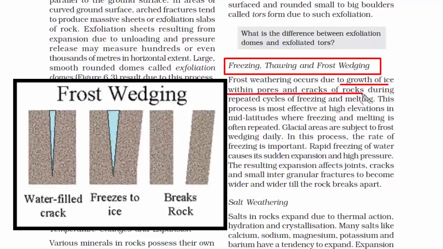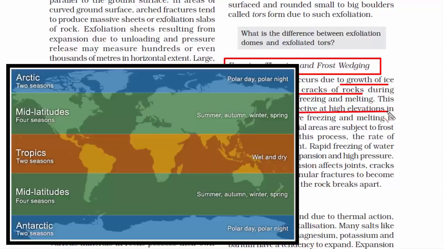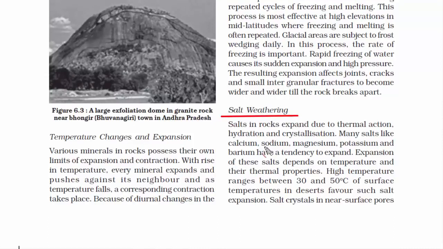Frost wedging is a type of mechanical weathering caused by frost and ice. Water expands when it freezes, and repeated cycles of freezing and melting slowly weaken the structural integrity of porous and cracked rocks. This process is most effective at high elevations in mid-latitudes, where freezing and melting is often repeated. We have also read that as we move away from the equator, the temperature falls. So mid-latitude areas are ideal, because here freezing as well as melting both occur, compared to areas where there is only ice and glacier. And the fourth type of weathering is salt weathering.